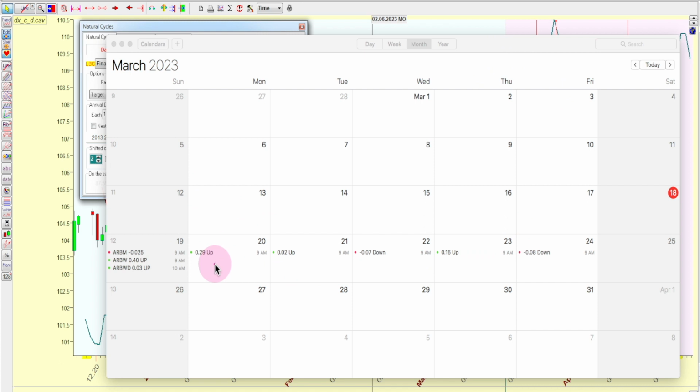But in regards to average return by trading days, Monday is pretty strong, 0.29. And then Tuesday is kind of up 0.2, but not by much, almost kind of flat. And then Wednesday, it's a down day, minus 0.07. And then Thursday is up 0.16. And then Friday is down minus 0.08. So it's kind of Wednesday and Thursday and Friday are kind of the same, but from all these days, Monday is the strongest in regards to bullish price action.